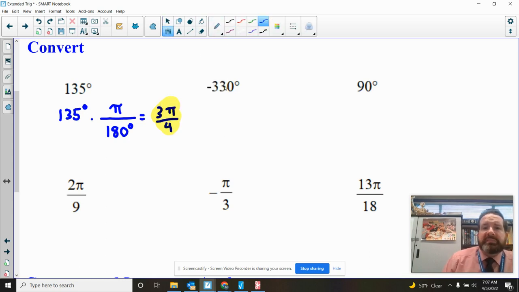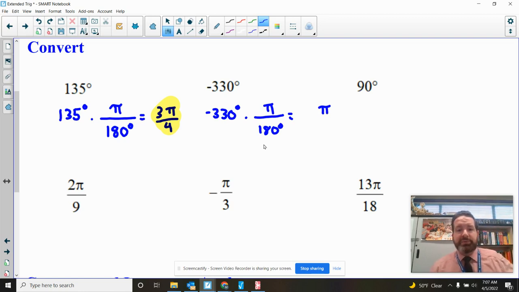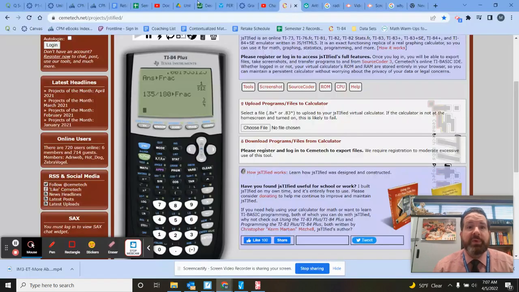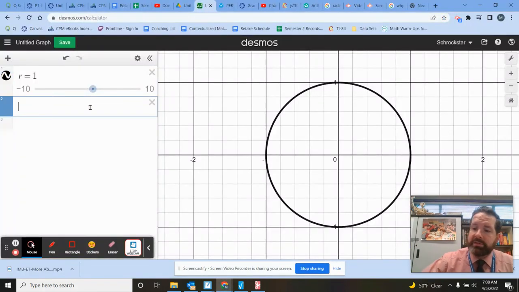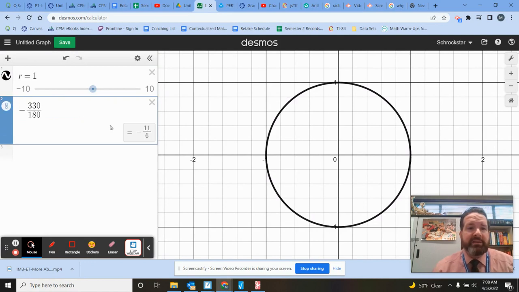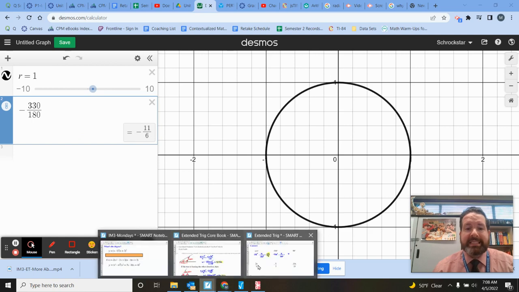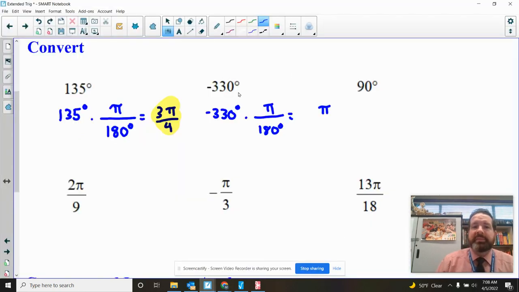Let's go again. Start with negative 330 degrees. Going to multiply by, because I want my degrees to cancel, I'm going to put the 180 degrees on the bottom and the pi on the top. Do the same thing. There will be a pi that shows up in the answer. Let's turn this into a fraction. I'm going to use Desmos this time just to make sure we know where things are. So negative 330 divided by 180. And then hit that button in front to make it a fraction. So negative 11/6. So this angle in degrees is the same as the angle negative 11 pi over 6 in radian.